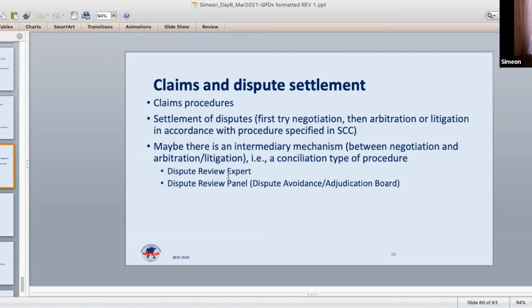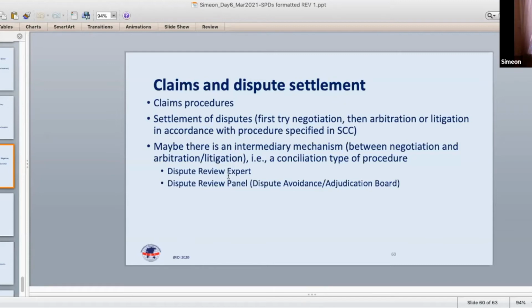The first stage is amicable settlement, or an attempt at amicable settlement, which is essentially an attempt to negotiate a settlement to the dispute. The next stage may be a conciliatory type of process. It's still amicable, but there's a third party involved, which is a conciliator or a dispute review expert or a dispute review panel, now called, in the latest versions of the World Bank document, a dispute avoidance/adjudication board.